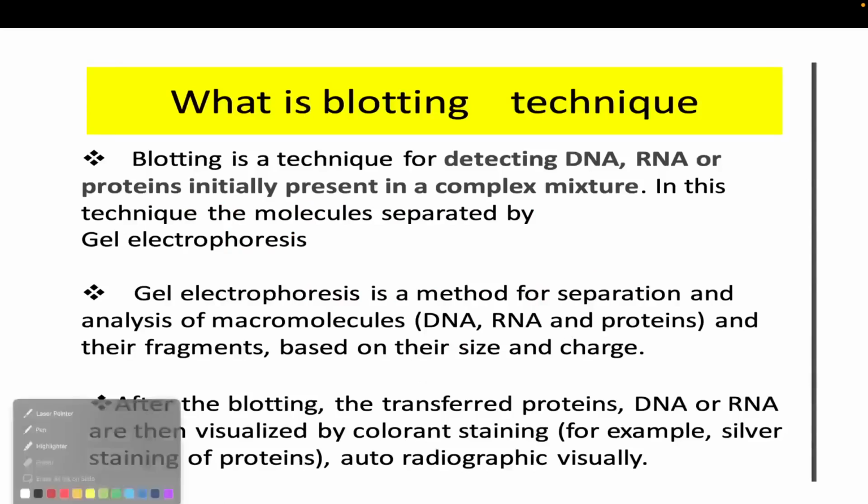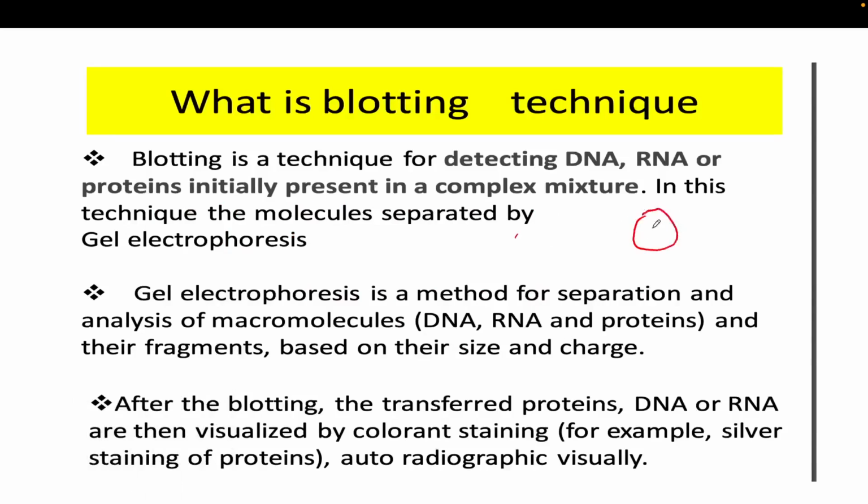Suppose there is a mixture of DNA, RNA or protein. There are different types of protein, different types of DNA or different types of RNA, and you want to identify your target sequence. To identify that particular target sequence, the blotting technique is generally used.